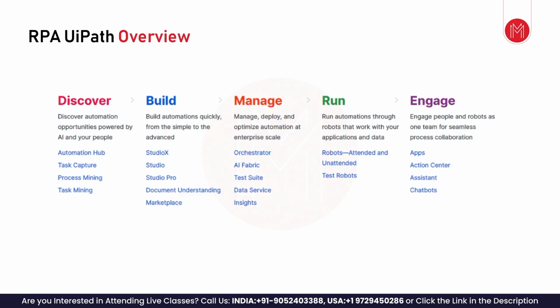What are the 5 stages that we have and what are the life cycles of a typical automation project? So once we start, we will be starting with the discover phase. Discover is nothing but we are going to gather the requirements, or we are going to discover what are the automation possibilities in an organization.